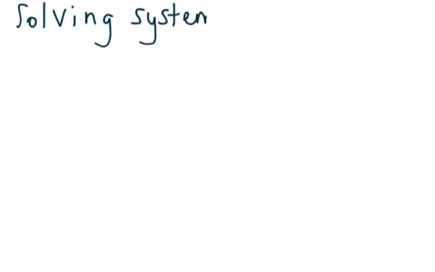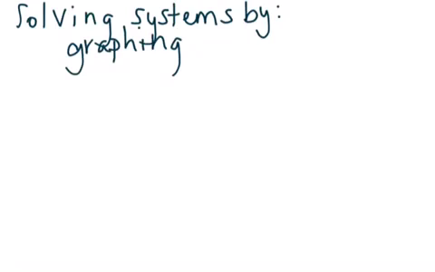Algebra 2. This is lesson 3.1, part 2. In part 1, we solved systems, which are two or more equations, by graphing. And there were three types, and you'll need to refer back to those in your notes. You can also solve systems algebraically.